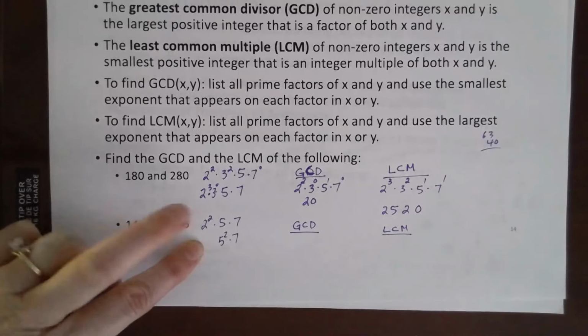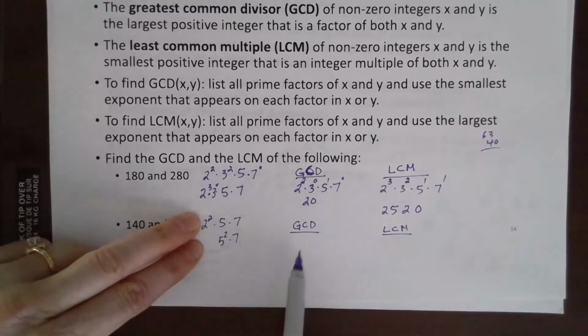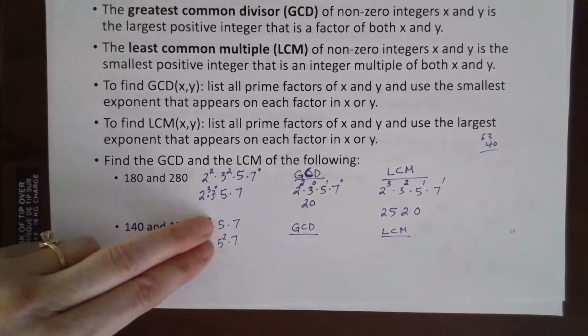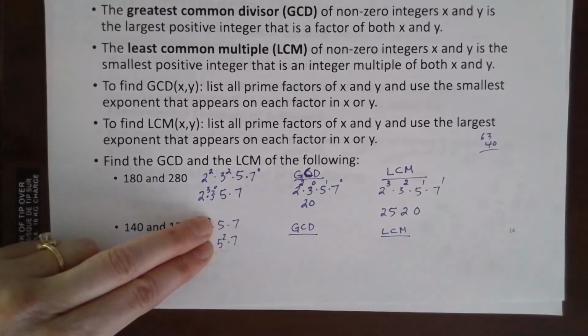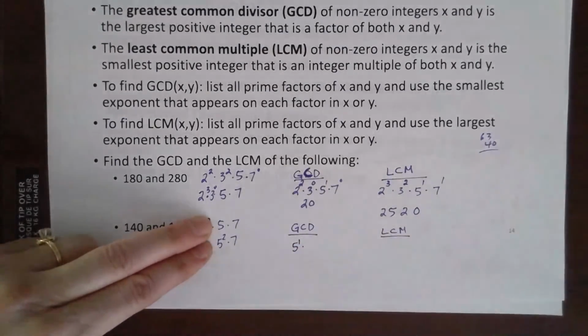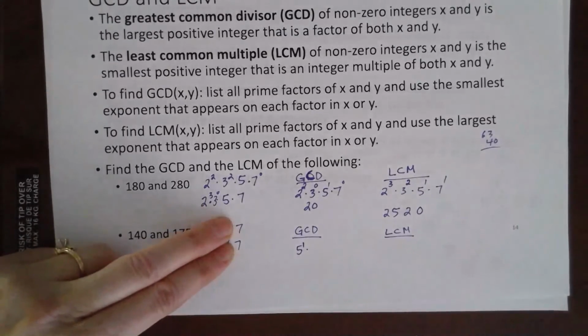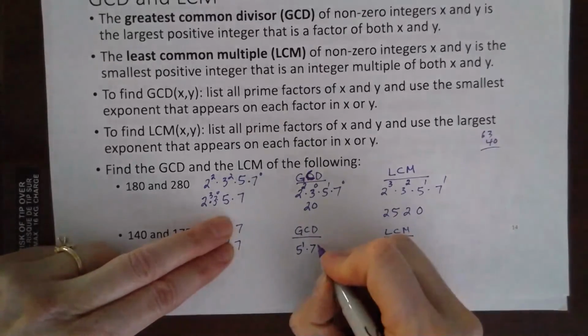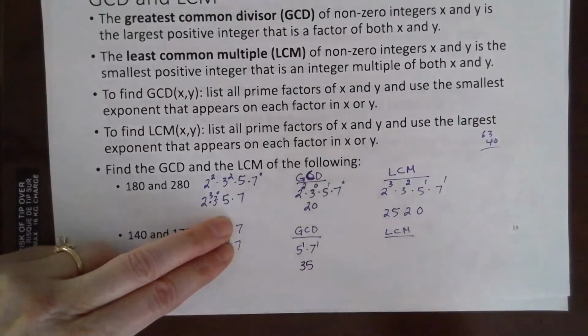So is the factor 2 going to show up in my greatest common divisor? No, because it's not common, right? So there's not going to be any 2s in there. They both have a 5. So what exponent am I going to put on the 5? A 1. So there's going to be a 5 to the first. And they also both have a 7. And so what exponent should I put on the 7? 7 to the 1. So this should be 35.